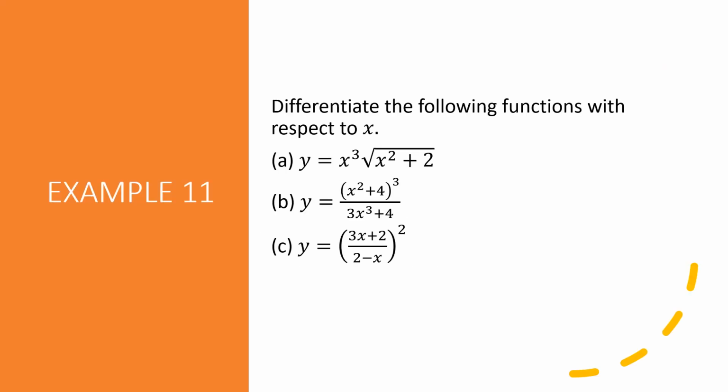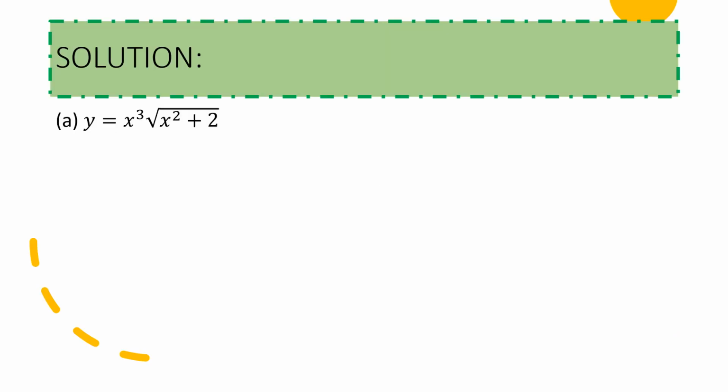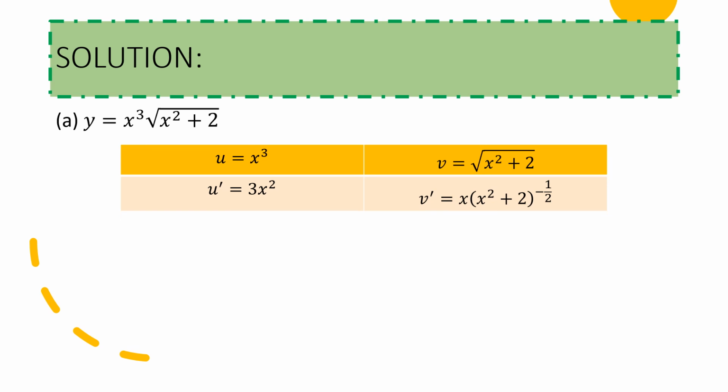Example 11. Differentiate the following function with respect to x. A. y equals x cubed times the square root of x squared plus 2. So to find dy/dx, we need to use the product rule. First, we let u equal x cubed, v equal the square root of x squared plus 2. So we find u prime, which equals 3x squared, and v prime equals x times (x squared plus 2) to the power of negative 1 over 2.